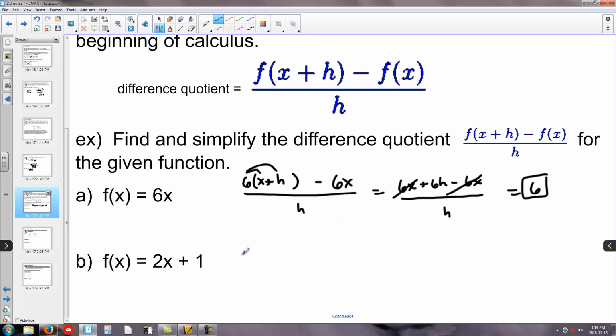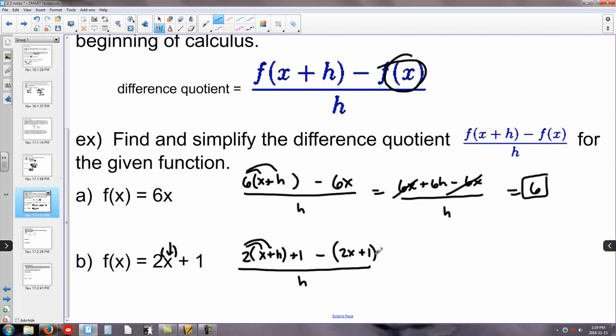Let's try this again. Right here is where I'm going to do all my substituting. So 2 times (x plus h) plus 1. There's the original problem with x plus h where x was. Minus, and this gets a little hairy, so I'm going to use parentheses, (2x plus 1). I need to make sure I distribute the negative, so I always put that in parentheses. But remember, this is just the original equation. That's what f of x is, the original problem. And that's all over h.